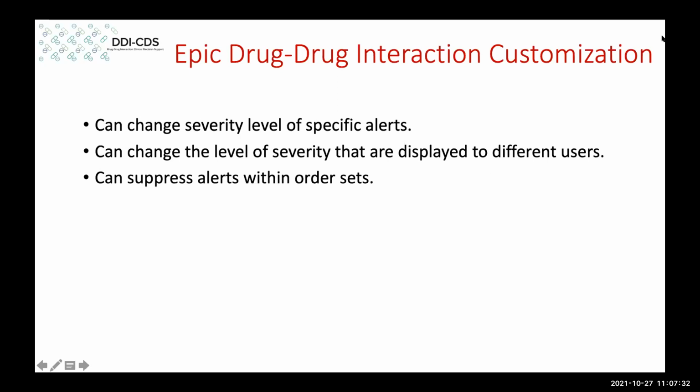So if we wanted to say that First Data Bank or Multum or one of the other drug vendors says that this is a severe interaction, Epic allows you to go and change that down to mild or moderate if you want. You can also have the ability to change the level of severity that are displayed to different users. So if we wanted to display severe interactions to physicians and we wanted to display severe and moderate interactions to pharmacists, that's something that we could do.